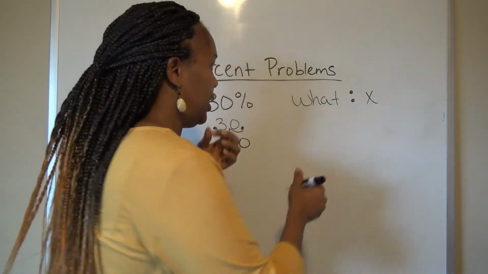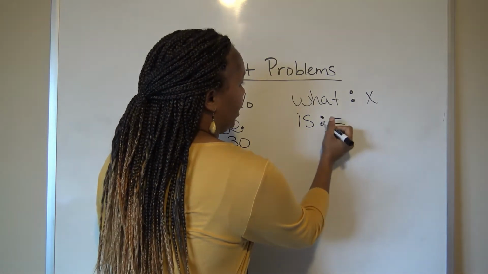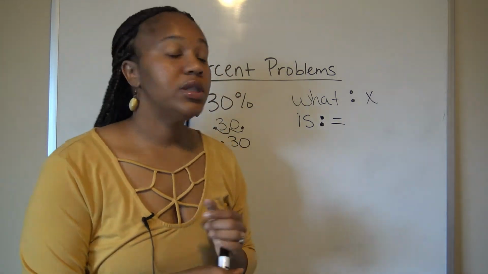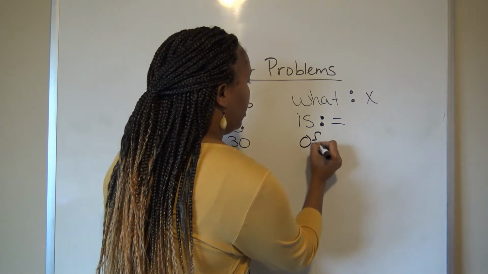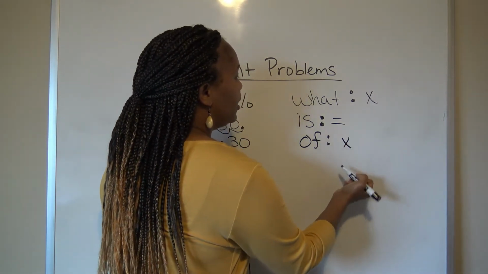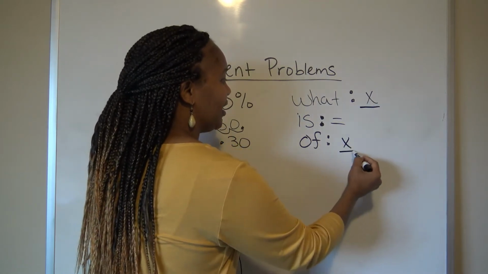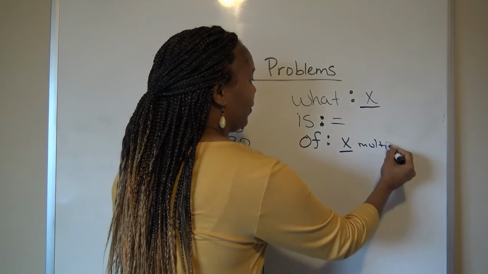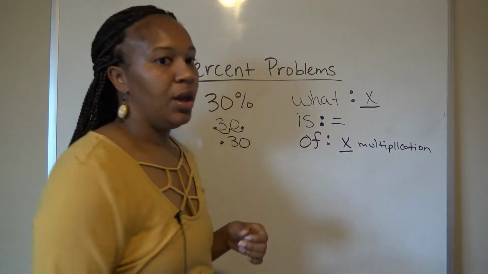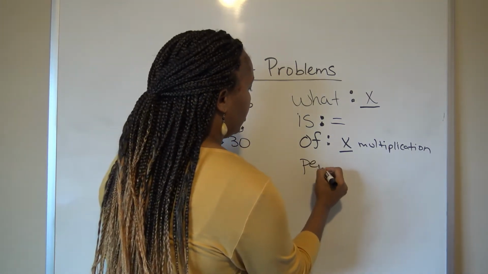Whenever you see is, that represents equal. We talked about that in another video, but is represents equal. Whenever you see the word of, we talked about that one in another video as well, that represents multiplication. I want you to know that this X is the variable X. This X represents multiplication. Let me write that out. And then whenever you see a percent, you have to change it to a decimal.